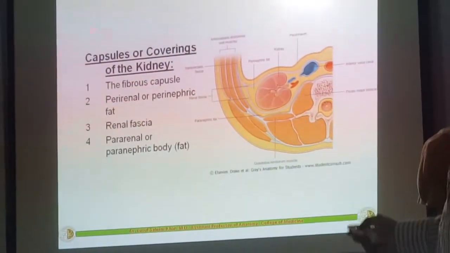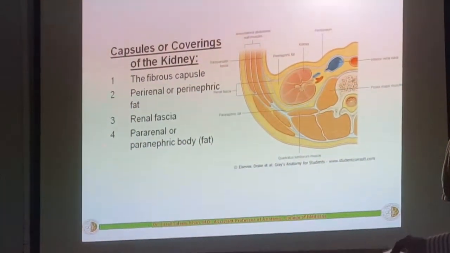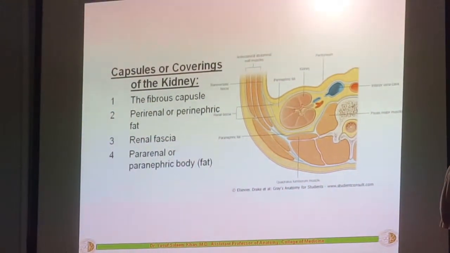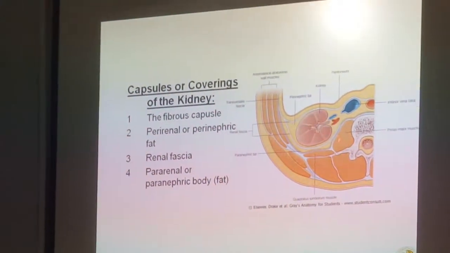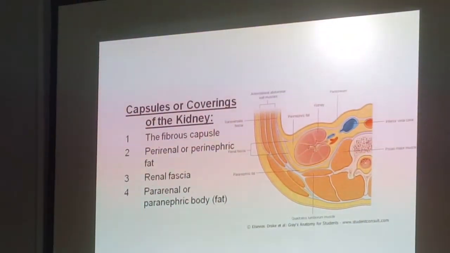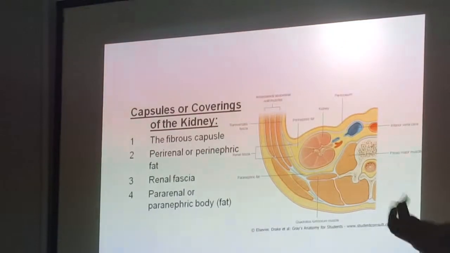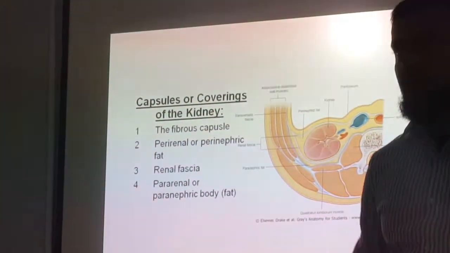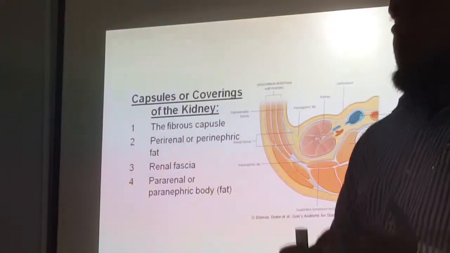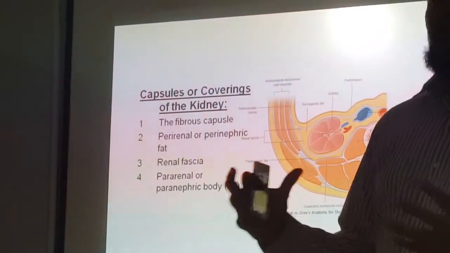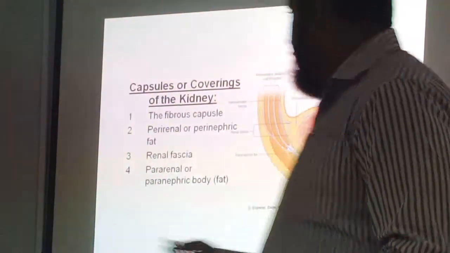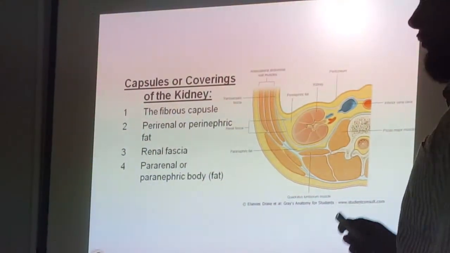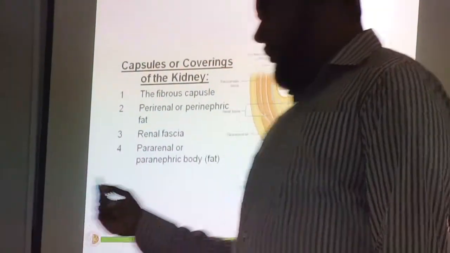The fourth is called the pararenal or paranephric fat. This forms the bed of the kidney, which gives a cushioning effect to the kidney. If you are jumping or there is any trauma, it is well protected. It has the least injuries because of this thick layer of paranephric fat. So there are four layers.